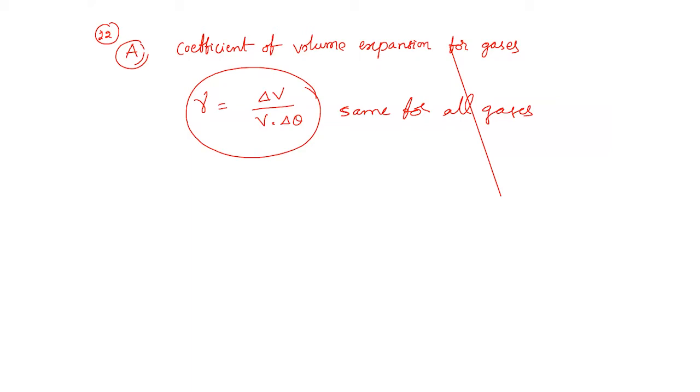They are not asking about liquids and solids. They are asking for gases. Gases do expand more. So that expansion is more or less same for all the gases. So the coefficient of volume expansion is almost the same for all the gases. Okay. So option A is correct.